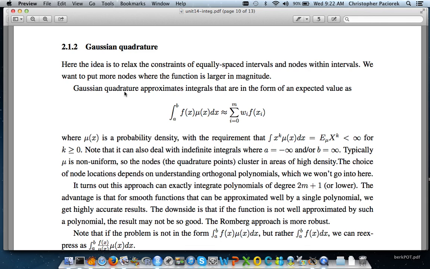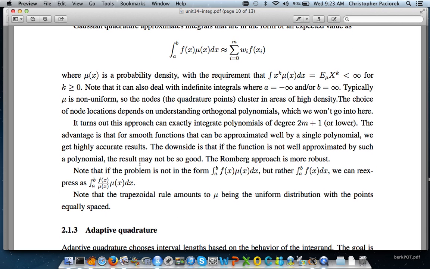But the take-home message is that as long as the function f is smooth, you'll generally get a good estimate of the integral from using Gaussian quadrature. In fact, if the function you are integrating is a polynomial of degree 2m plus 1 or less, with m plus 1 being the number of points at which we're doing the function evaluation, you can get an exact estimate of the integral. So if you know your integration problem is smooth, you have a good idea that Gaussian quadrature will work pretty well.